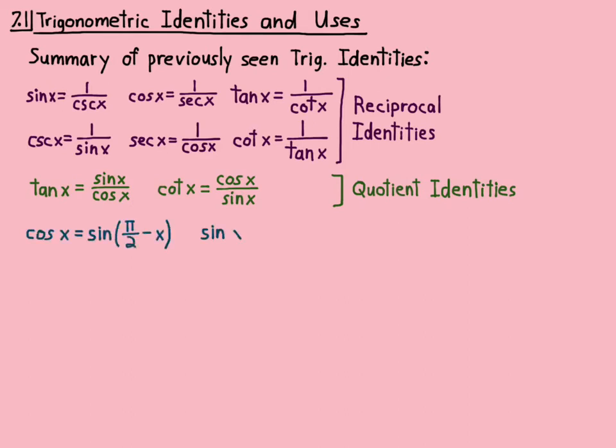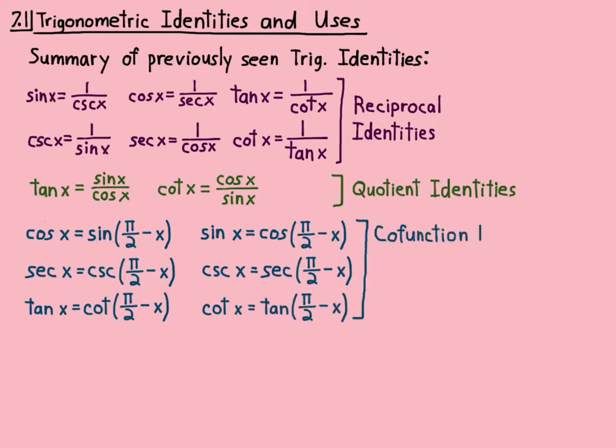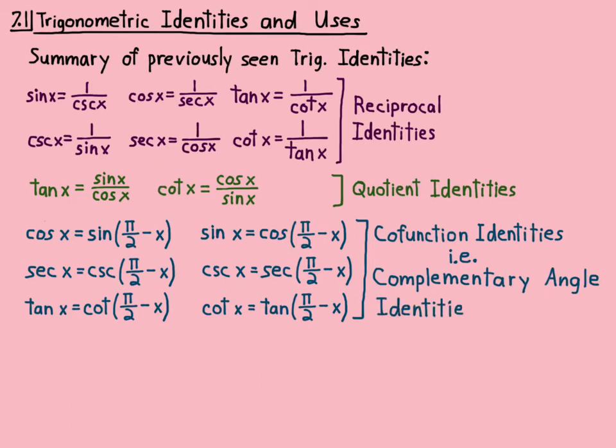Okay, then cosine of x equals sine of pi over 2 minus x. Sine of x equals cosine pi over 2 minus x. Secant x equals cosecant pi over 2 minus x. Cosecant x equals secant pi over 2 minus x. Tangent x equals cotangent pi over 2 minus x. And cotangent x equals tangent pi over 2 minus x. These are the cofunction identities, also known as the complementary.